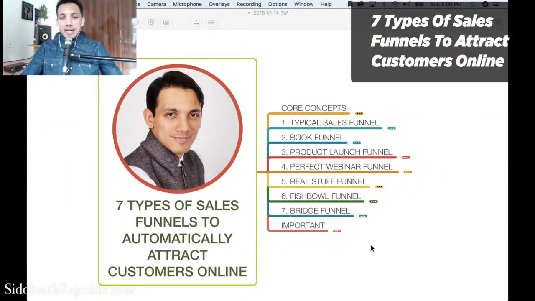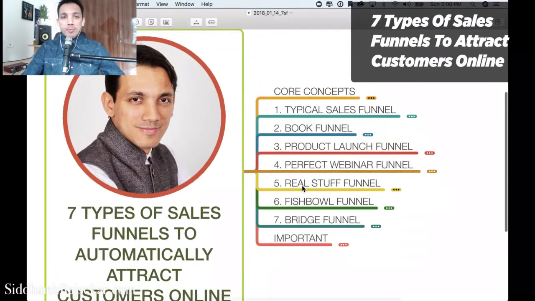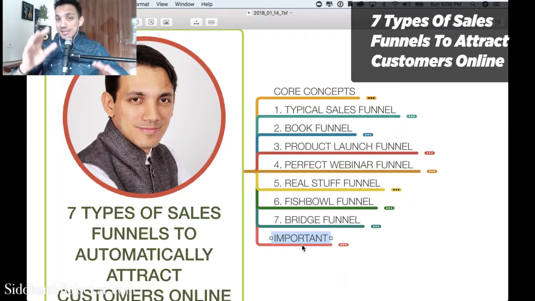Now, this is the mind map, and I'm going to be walking you through the core concepts and the 7 types of sales funnels. You have a typical sales funnel, a book funnel, a product launch funnel, a perfect webinar funnel, a real stuff funnel, a fishbowl funnel, a bridge funnel, and some important steps at the end.